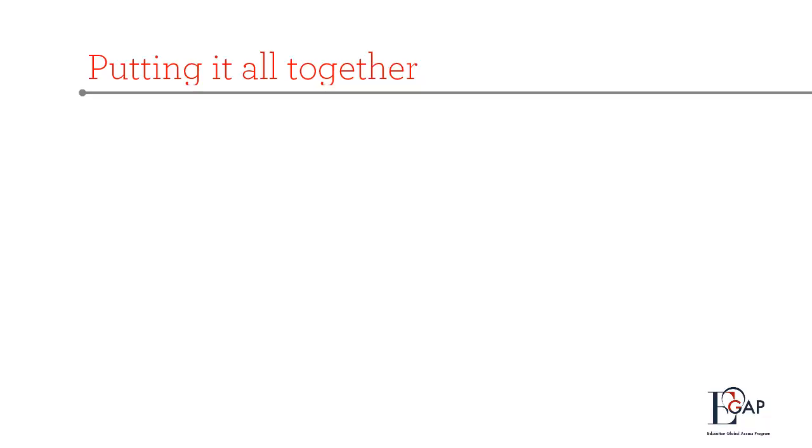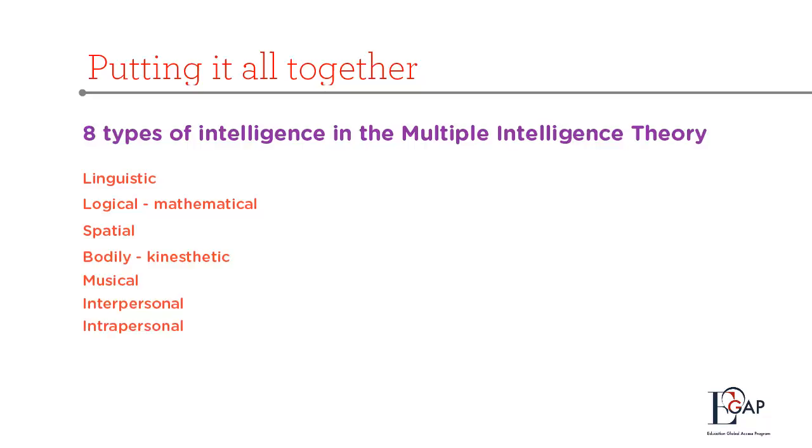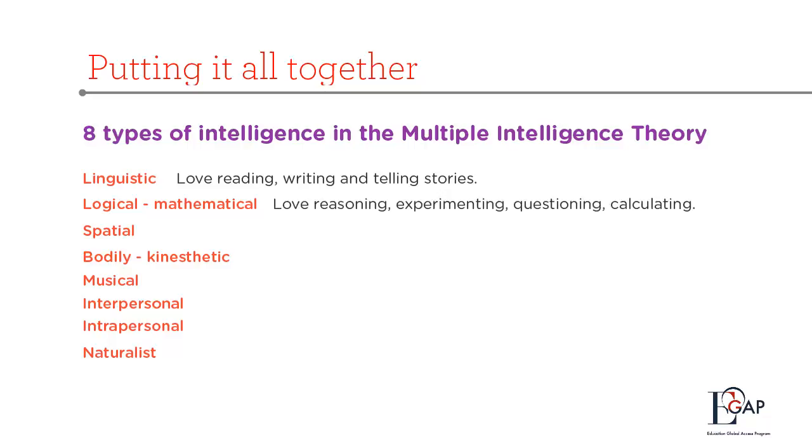Let's review. In this lesson, you reviewed the 8 different types of intelligence included in the multiple intelligence theory: linguistic, logical mathematical, spatial, bodily kinesthetic, musical, interpersonal, intrapersonal, and naturalist. You learned that linguistic students think in words and love reading, writing, and telling stories. They love word games. Logical mathematical students think about reasoning and love experimenting, questioning, figuring out logical puzzles, and calculating.